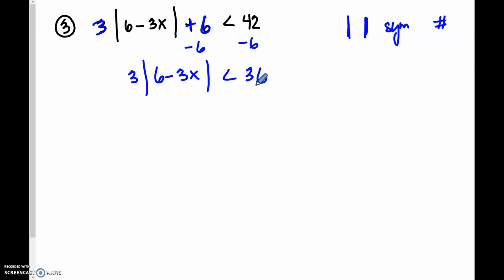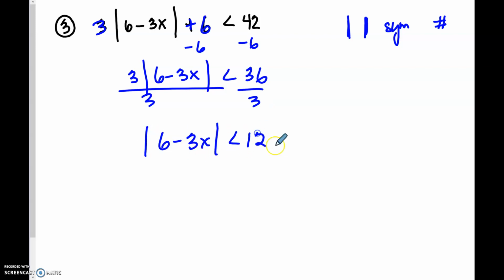Okay, I still don't have absolute value, symbol, number. I still have this 3 I need to get rid of. And because that says 3 times, the opposite of times is divide. So I'm going to divide both sides by 3. So I have the absolute value of 6 minus 3x is less than 12. Okay, now I have absolute value, symbol, and then a number. So right now I can set up my two cases.